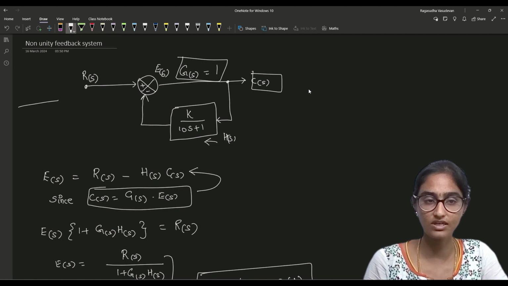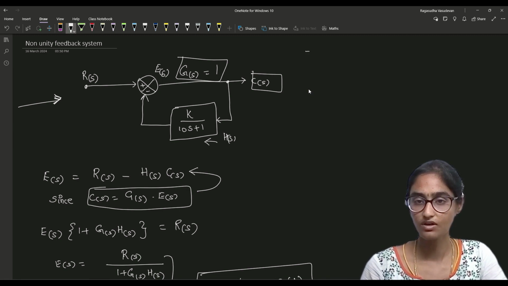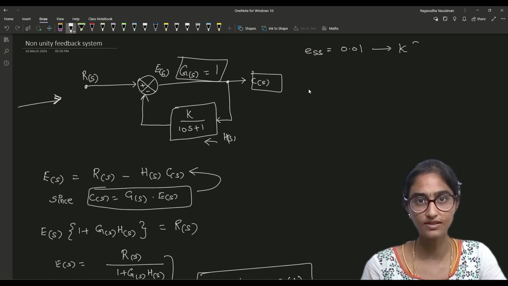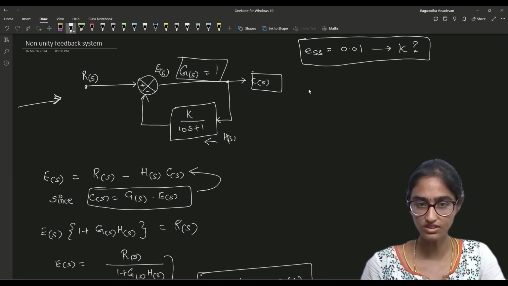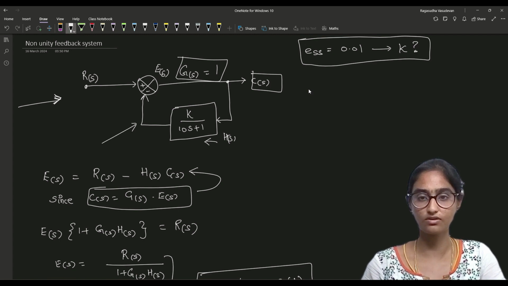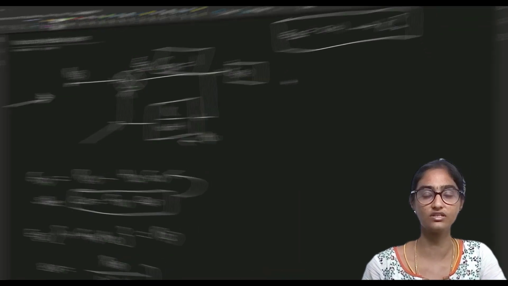What is the steady state error of this transfer function? The actual question is, for the steady state error to be 0.01, what should be the value of the gain k? This is the question. For this system transfer function, what should be the value of k so that the steady state error is 0.01?